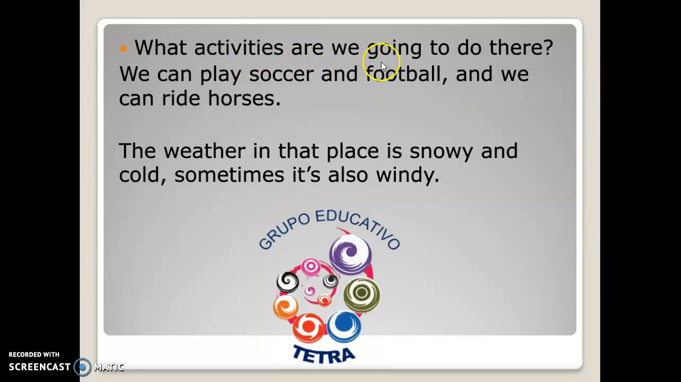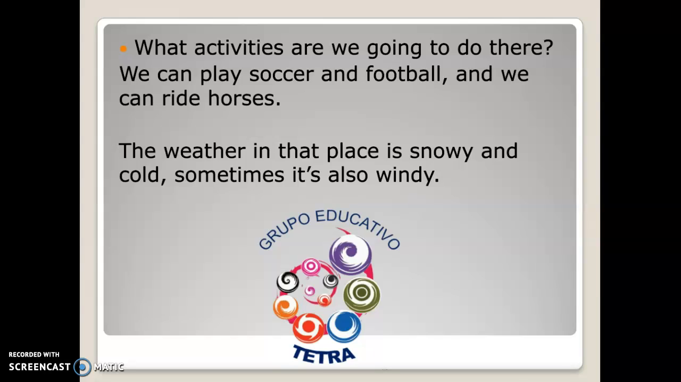What activities are we going to do there? We can play soccer and football, and we can ride horses. The weather in that place is snowy and cold. Sometimes it's also windy.